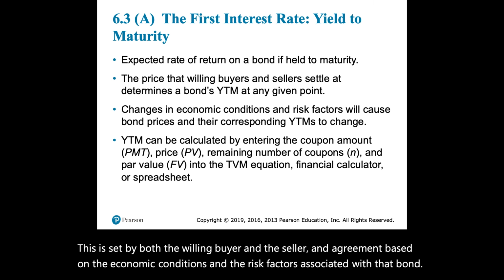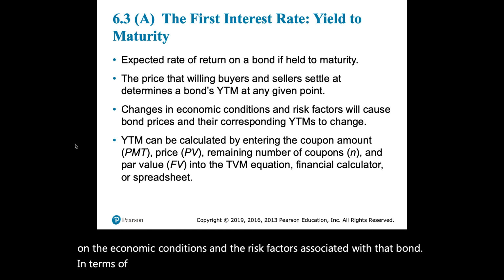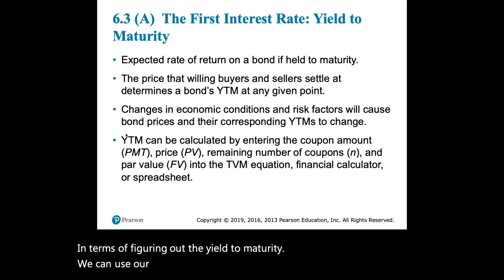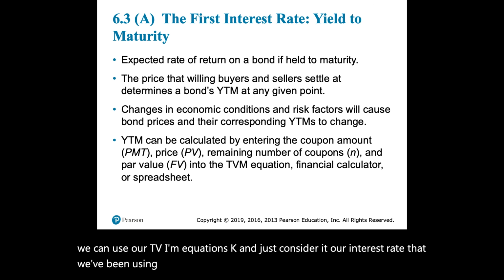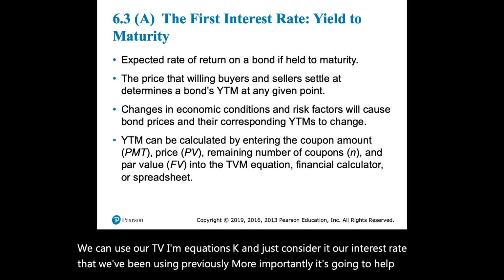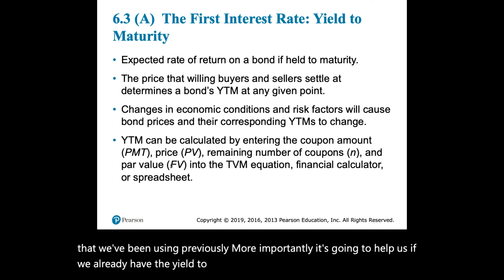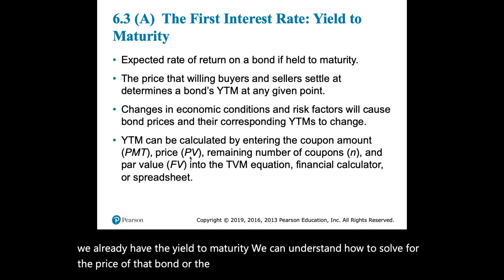And in terms of figuring out the yield to maturity, we can use our TVM equations, and just consider it our interest rate that we've been using previously. More importantly, if we already have the yield to maturity, we can understand how to solve for the price of that bond or the present value of that bond.